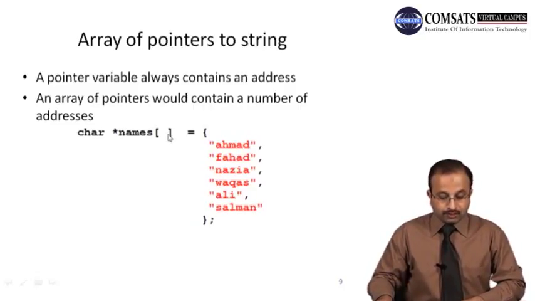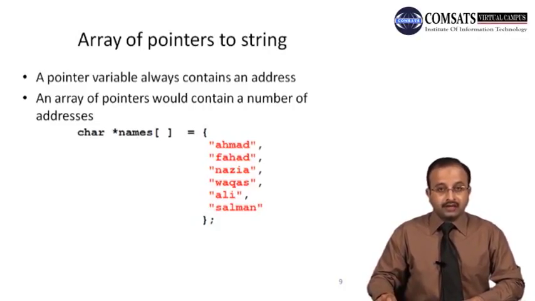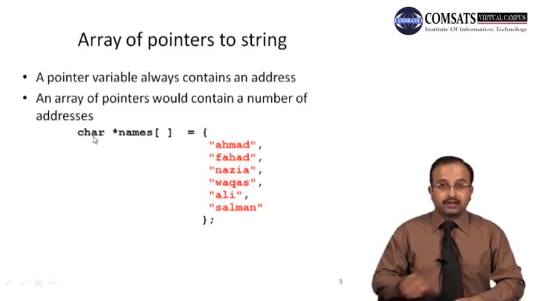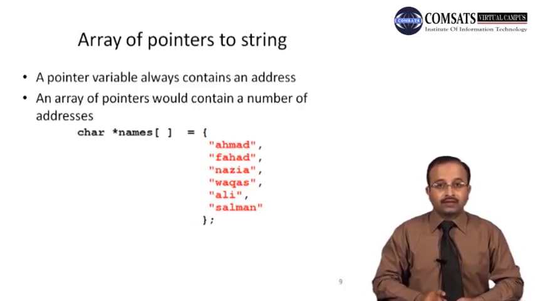So what is the size of this array? The size is 1, 2, 3, 4, 5, 6. The size of this array names is 6. It contains 6 elements, and each element is a pointer. That means it takes 4 bytes in memory. The type of the pointer is character. That means each pointer points to the memory location where you have a string, where you have characters, alphabets.